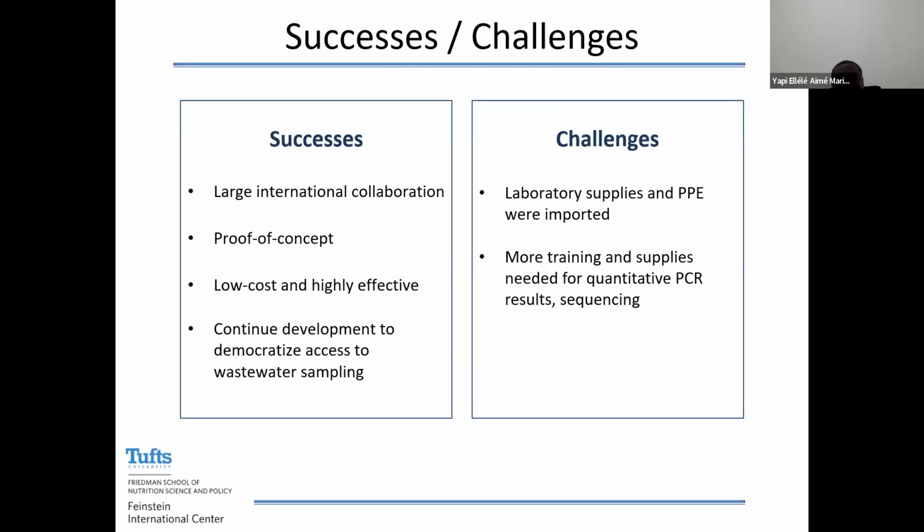What are the successes and the challenges we have with this activity? The successes are that we have a large international collaboration, a proof of concept, and a low cost and highly effective method. We have to continue development to democratize access to wastewater sampling. And about the challenges, laboratory supplies and PPE were imported into Côte d'Ivoire. So we need more training and supplies for quantitative PCR research, and we again have challenges about sequencing.